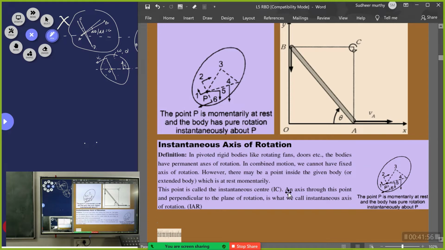Excuse me, sir. This axis of rotation, should it always be perpendicular to the plane?